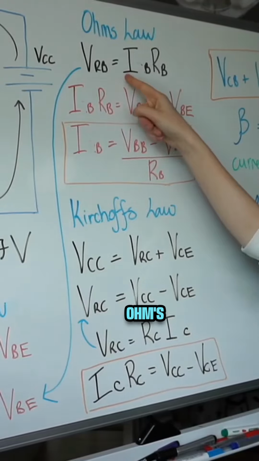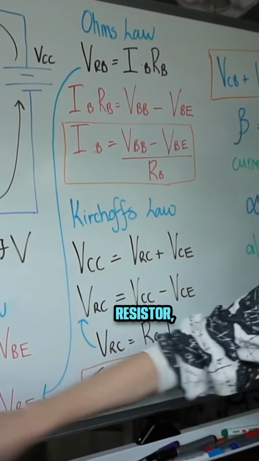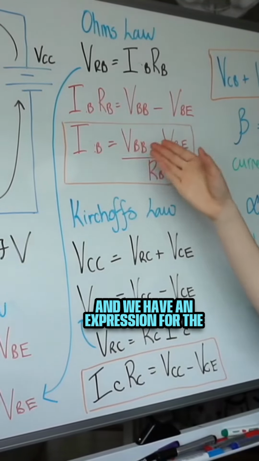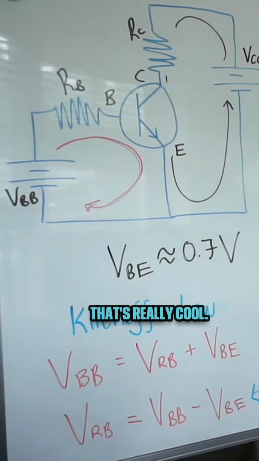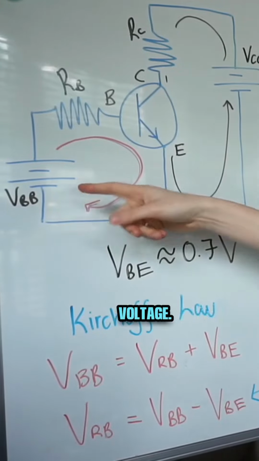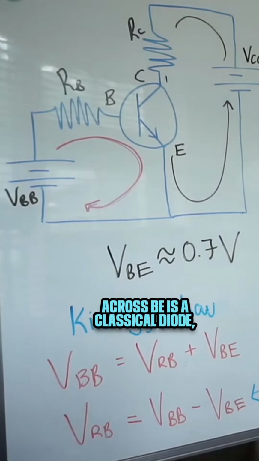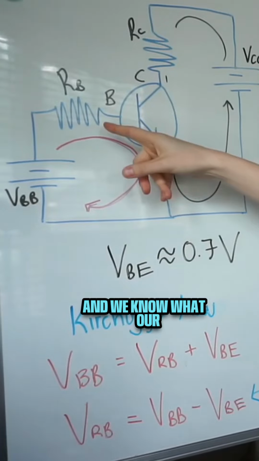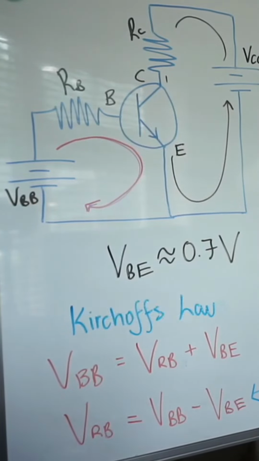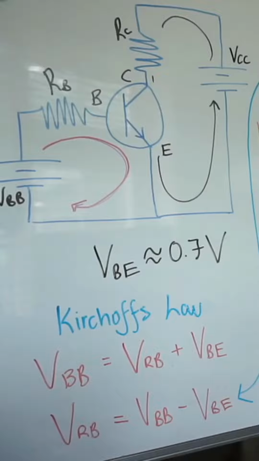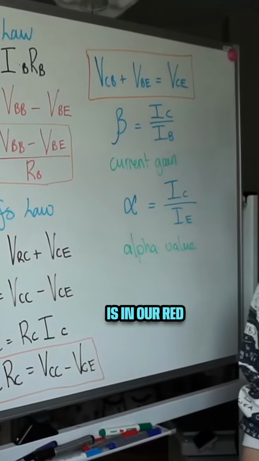We sub in Ohm's law for the voltage drop across the resistor, rearrange the equation, and we have an expression for the baby current, the IB. That's really cool. That means that we're supplying a voltage, we know what it is. We know what the voltage drop across BE is. A classical diode, it's about 0.7 volts. And we know what our resistor is usually when we build our circuits. So without even measuring anything, we could calculate what the current is in our red circuit.